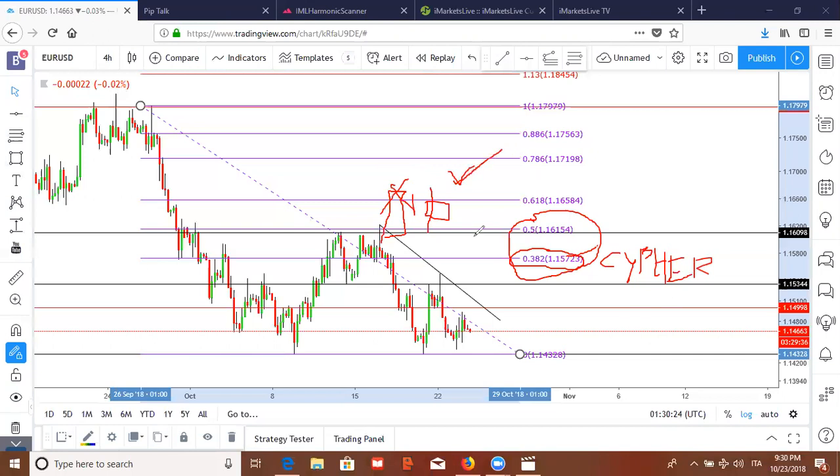Okay. So right now, looking at this move right here, this will be my X leg. This will be my A leg. And I have two options now.